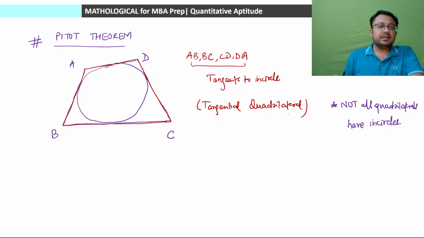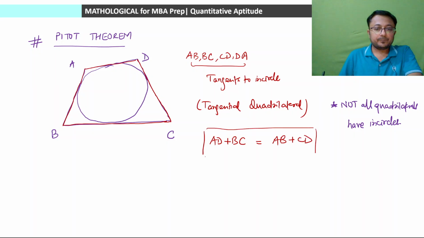Tangential quadrilateral. And the property is that the sum of side lengths on the opposite sides, AD plus BC, is equal to the sum of the remaining side lengths, AB plus CD. AD plus BC is equal to AB plus CD. This is the property. Okay, clear?